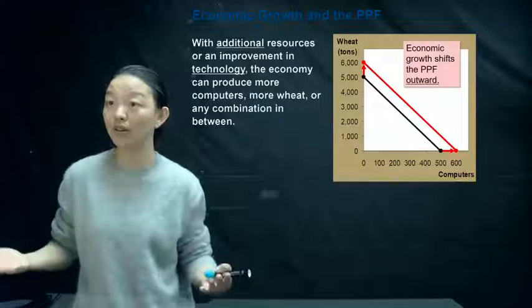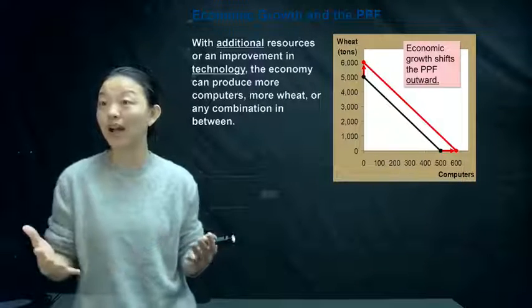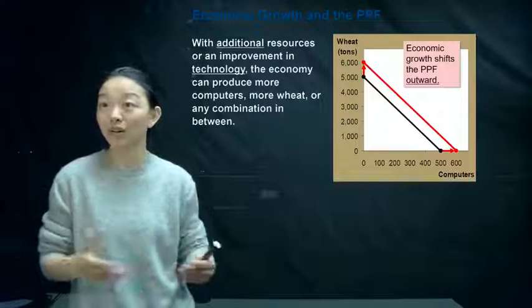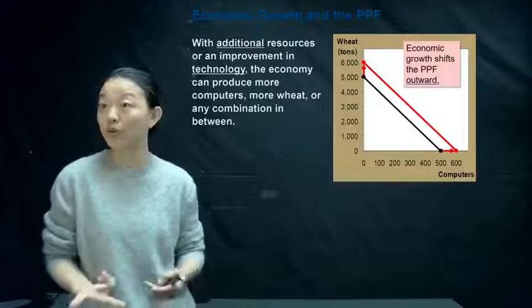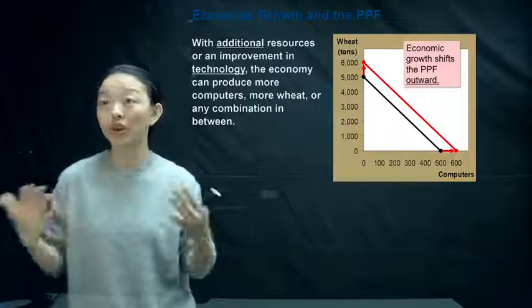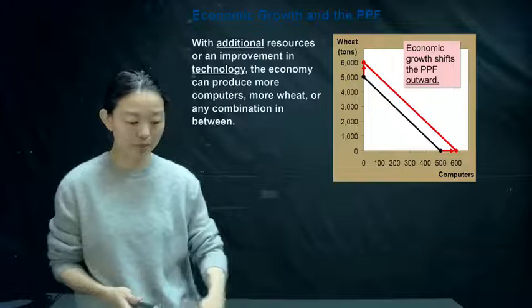If we have more technology, more resources, then we can have more computers and more wheat, right? And if we have technology innovations in wheat or computer production, even if we only have fixed resources, we can also produce more computers and more wheat.